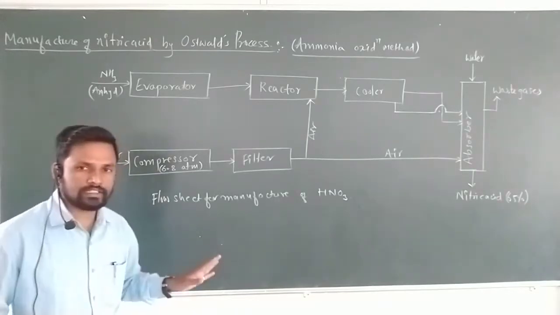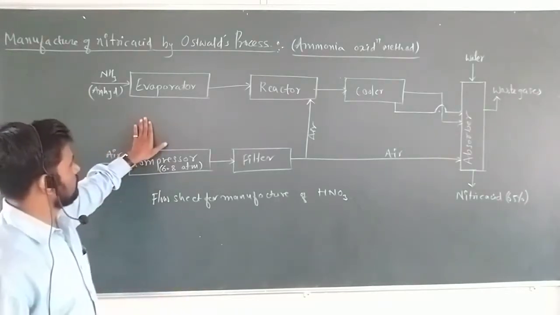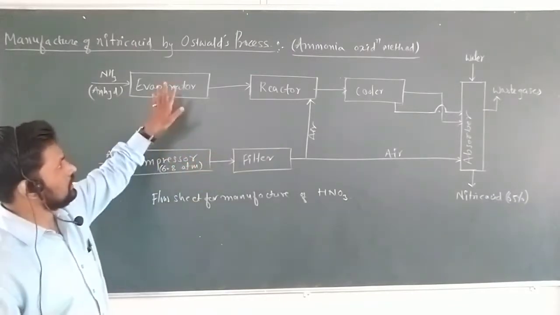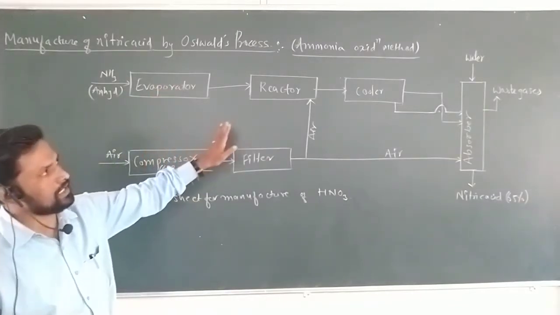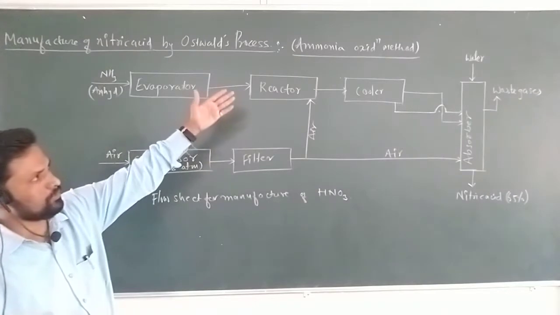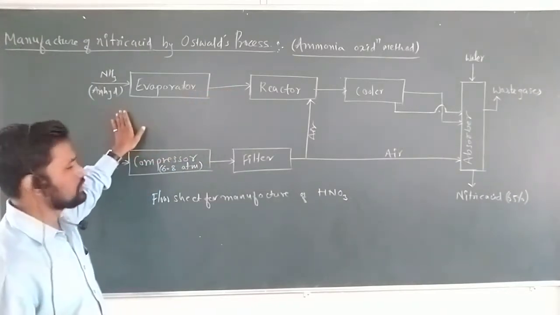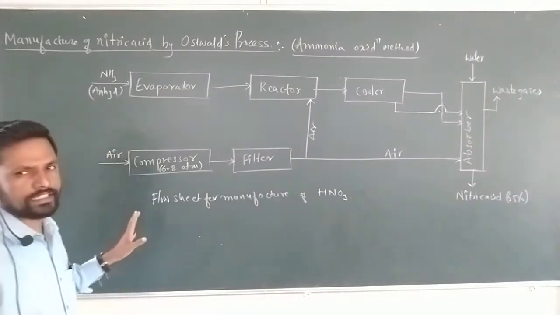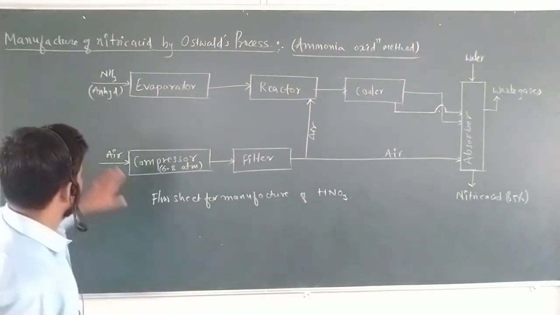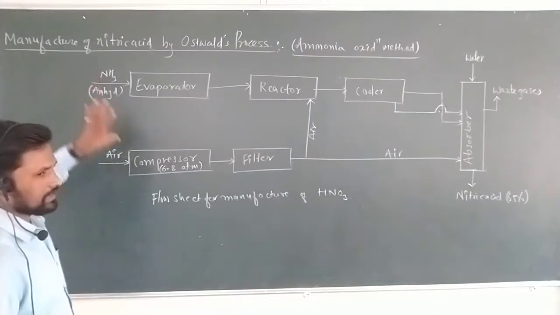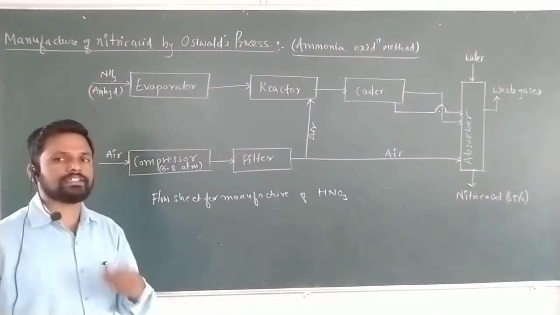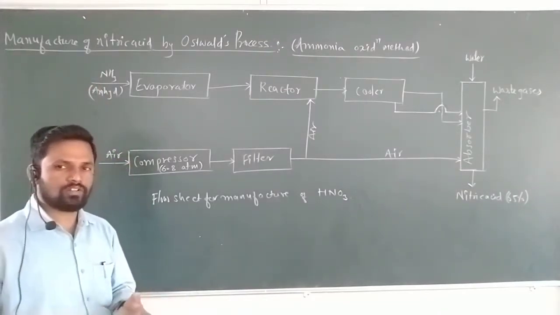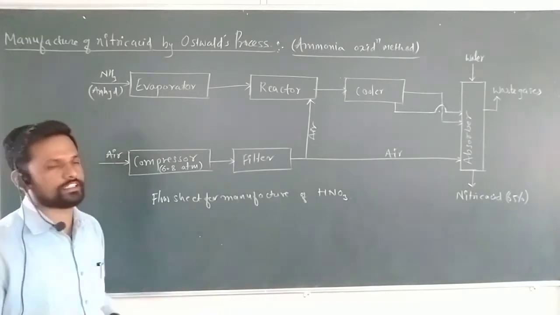Those concentration methods we are going to study further. Here is the flow sheet for the manufacture of nitric acid by Ostwald's process, that is nothing but the ammonia oxidation method. Why are we using ammonia oxidation? Because the raw material used is ammonia. Here we can see a very simple flow sheet. The basic raw materials are ammonia as well as air, because air is used as the oxidizing agent, that is air oxidation.